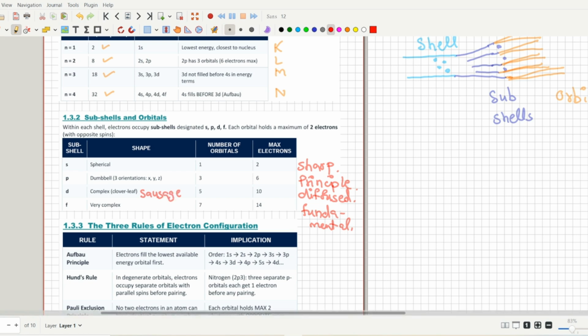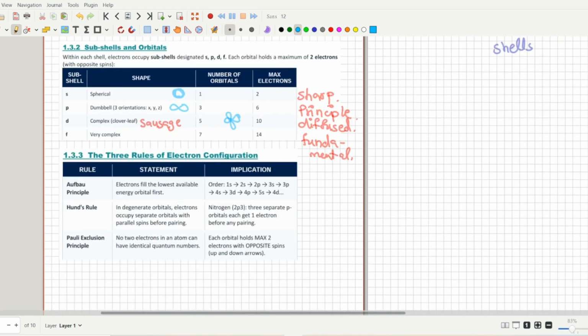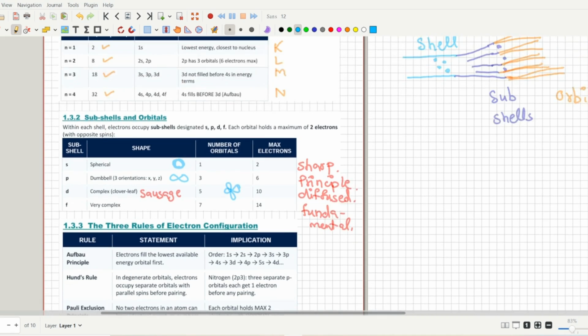And for F it is really complex. If you want me to write it down for you, S orbital is spherical, P is dumbbell shaped, and D is double dumbbell like this. And F is really complicated, and I won't be drawing it for you because you won't find the diagram for the F orbital in any high school book. So now you know the basics of shells, subshells and orbitals.